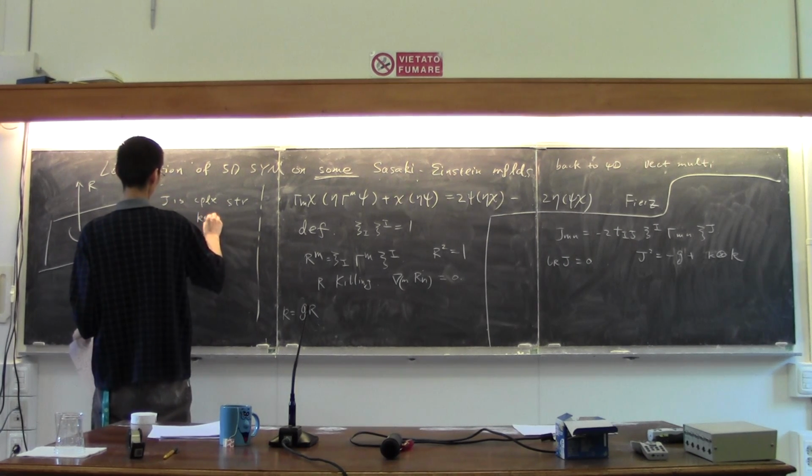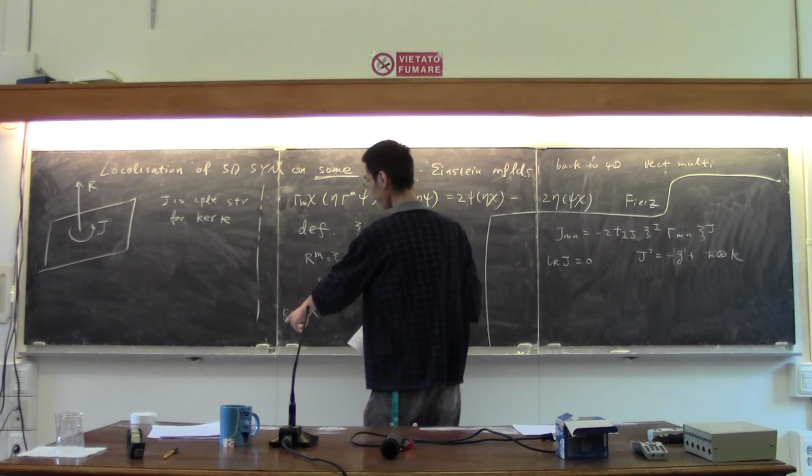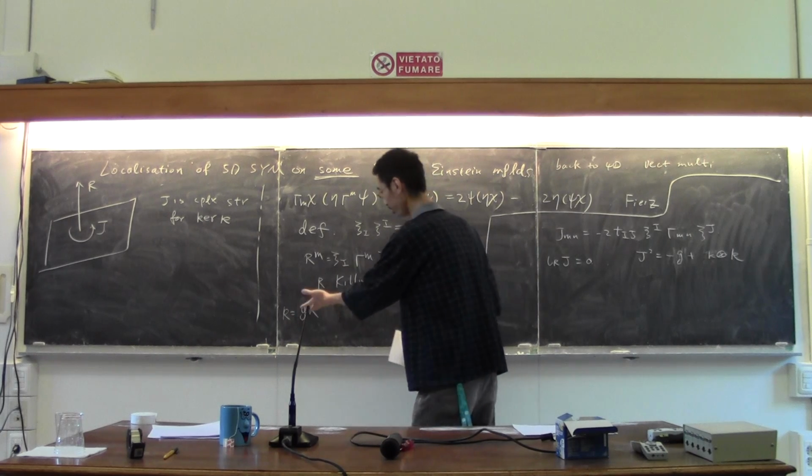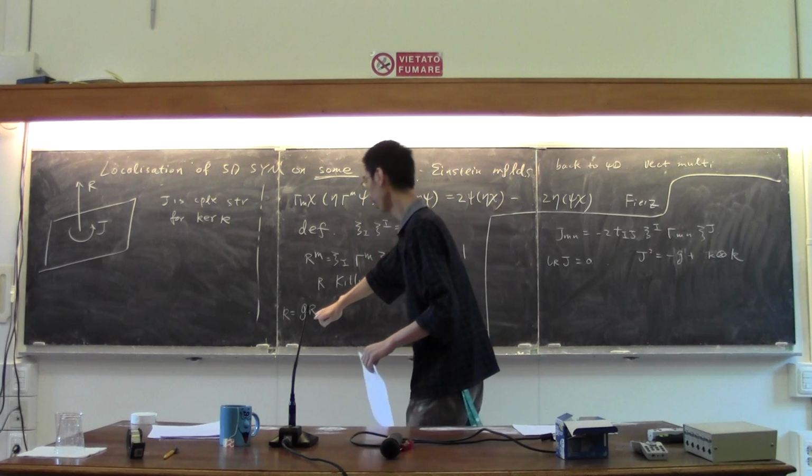Or let me just write it like this. So the horizontal plane is also the kernel for kappa, which is what you get when you lower the index of the Reeb vector.